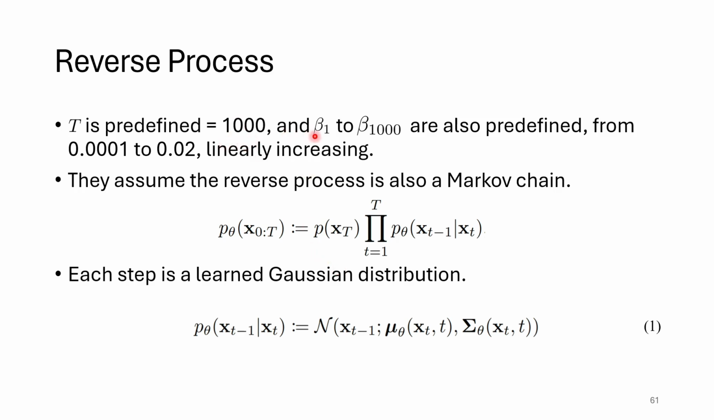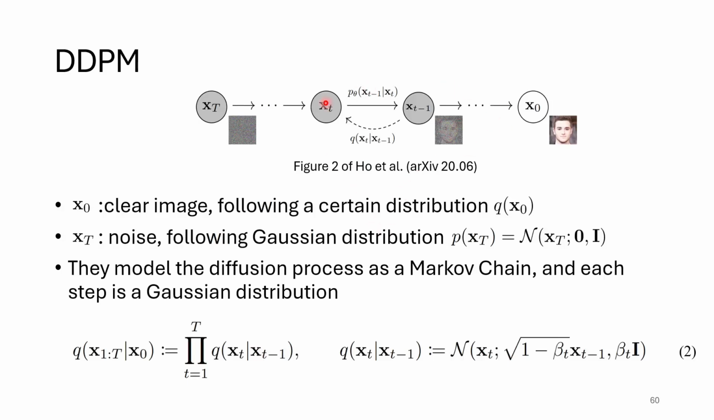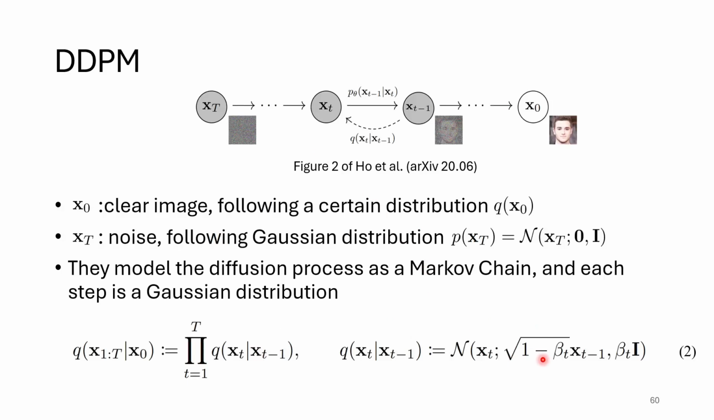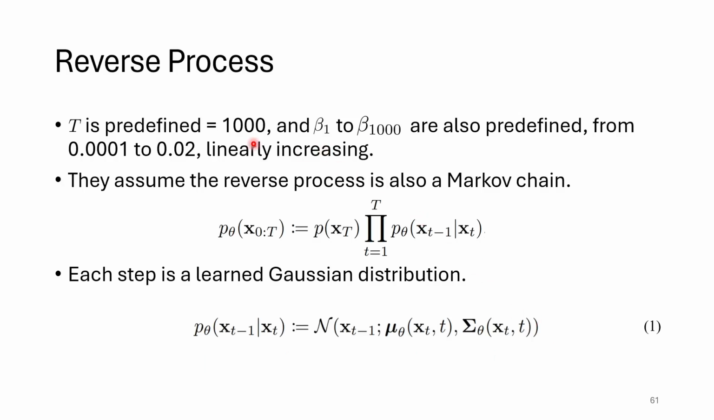Because there are many steps, how many steps do they use? 1,000 steps. For each step, they need the parameter beta t. How do they set beta t? From 0.0001 to 0.02, increasing linearly. So it means you have 1,000 Gaussian distributions, and you can use the parameters beta 1 to beta 1,000 to control the 1,000 Gaussian distributions.